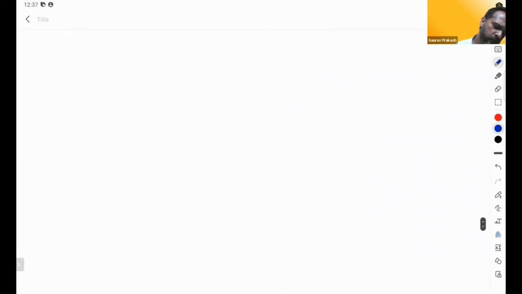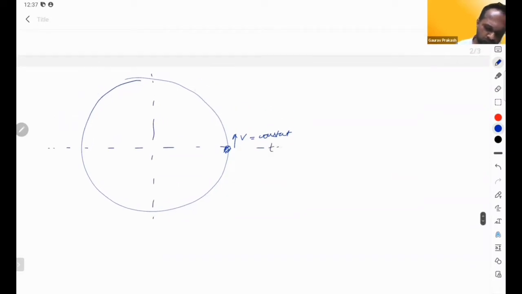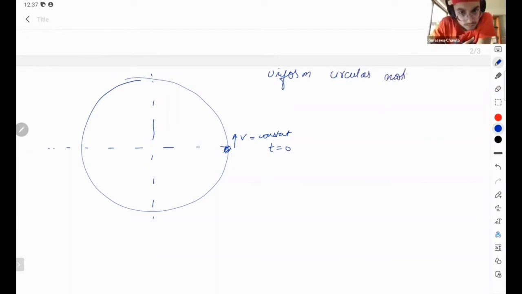Now, see, suppose there is a body. It is moving with some velocity v. Let's say that this velocity is constant. After some time, let's say that this is t equals 0. This is uniform circular motion, isn't it? If it is uniform circular motion, that means the tangential acceleration, which is dv by dt, is 0.